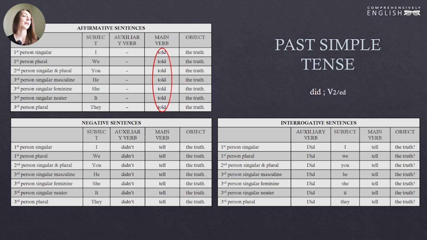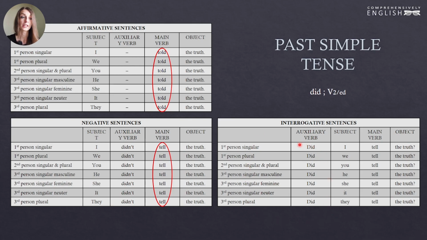In negative sentences, you have to drop this second form or the ending ed, because now you will have the auxiliary did. So we say, I didn't tell, we didn't tell, you didn't tell, he didn't tell, she didn't tell, and so on and so forth. So now you have the first form of the verb, tell, because in negative sentences we have didn't. The same happens with interrogative sentences.